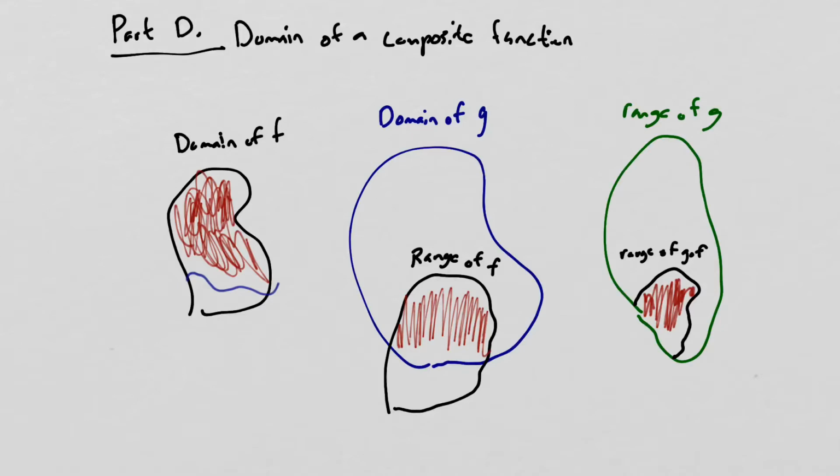In this example, we see that the domain of g of f is elements in the domain of f that are also in the range of f. And the domain of g of f in this case is this colored in piece here.